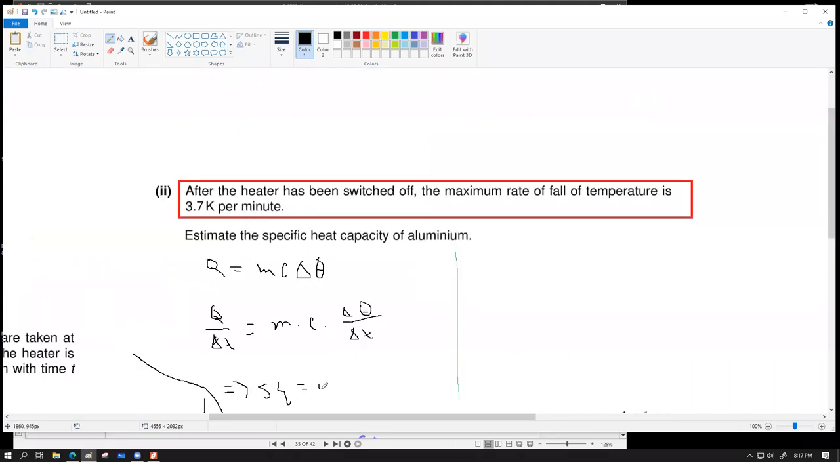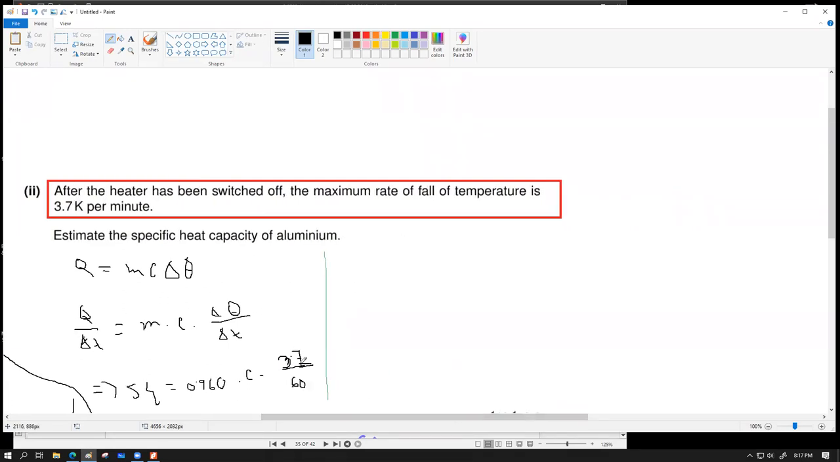So we can write 0.96 over here, into C, into 3.7, divided by 60. Check this out. Why divided by 60? Where did this come from? Per minute, okay. Yes, per minute. Temperature drop per minute. So you place all the values, and you calculate the value of C.